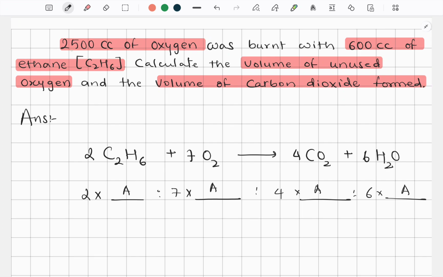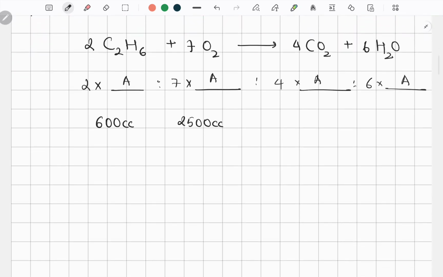Now let's write down the values given to us. 600 cc of ethane is given to us, and 2500 cc of oxygen is given to us. Then we are asked to find the volume of unused oxygen and the volume of carbon dioxide. So let's first try to find the volume of unused oxygen. If 2 into A is equal to 600 cc, what would be the value of A? 600 by 2, which is nothing but 300 cc. So in place of A it would be 300.